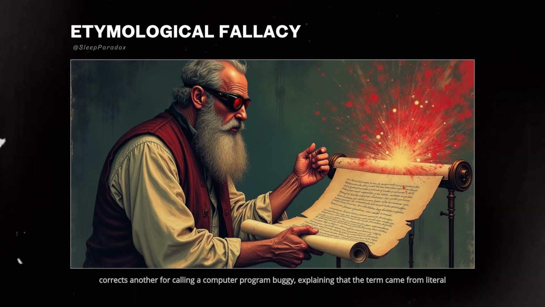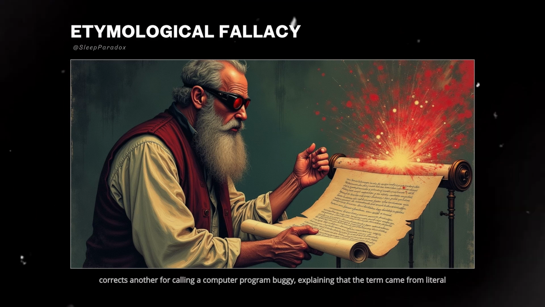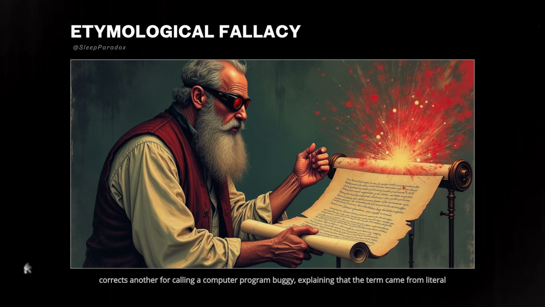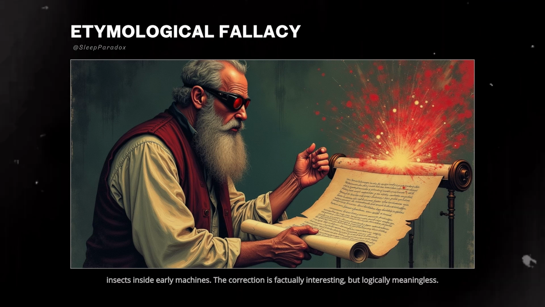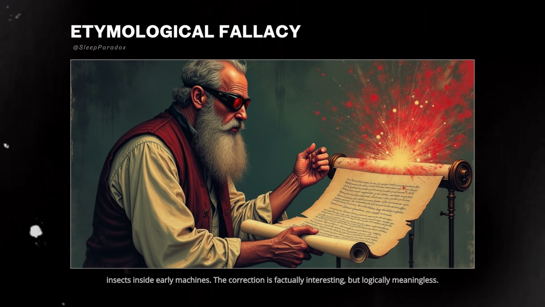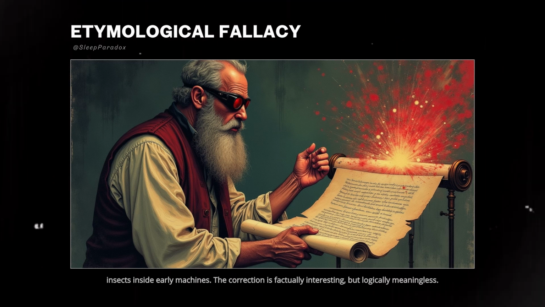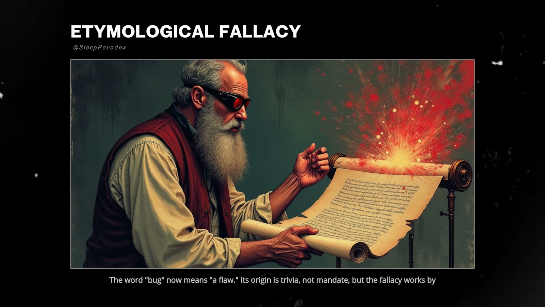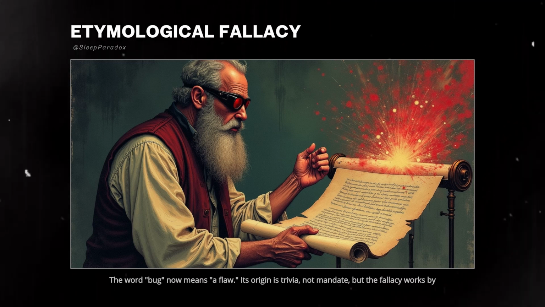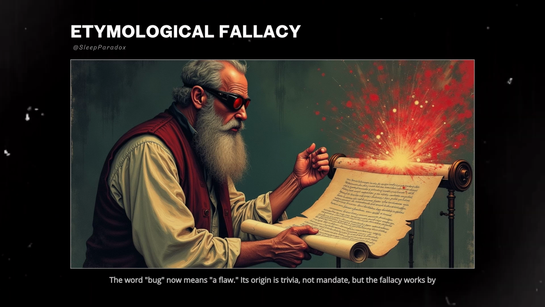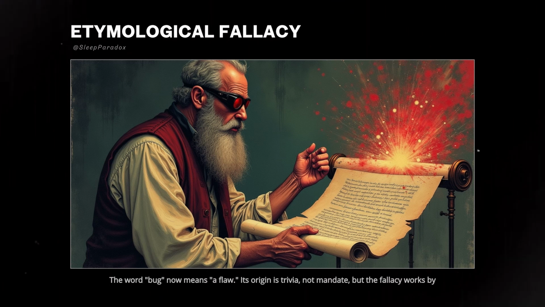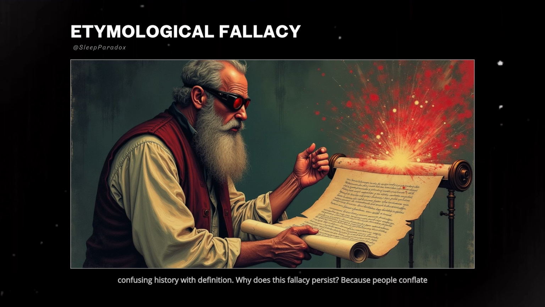Someone corrects another for calling a computer program buggy, explaining that the term came from literal insects inside early machines. The correction is factually interesting, but logically meaningless. The word bug now means a flaw. Its origin is trivia, not mandate. But the fallacy works by confusing history with definition.